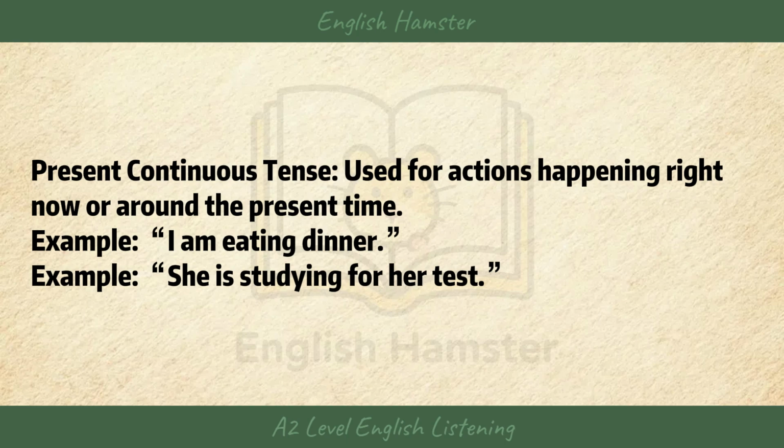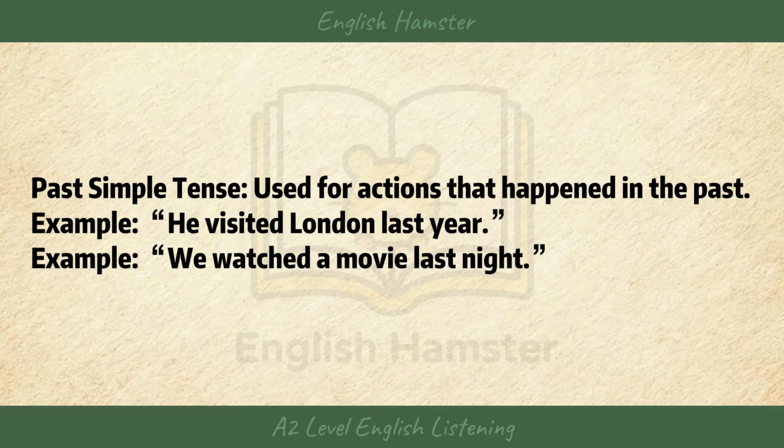Present continuous tense, used for actions happening right now or around the present time. Example, I am eating dinner. Example, she is studying for her test. Past simple tense, used for actions that happened in the past. Example, he visited London last year. Example, we watched a movie last night.